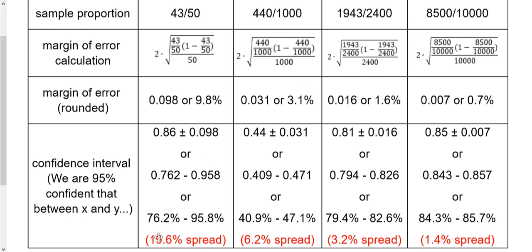Here we got a 19.6% spread, so between 76.2% and 95.8%. Here it's from basically 41 to 47 or so. From here it's 79 to 83 or so, and from here it's only 84.3 to 85.7. So it's getting really smaller. What's happening here is the sample size is getting larger.